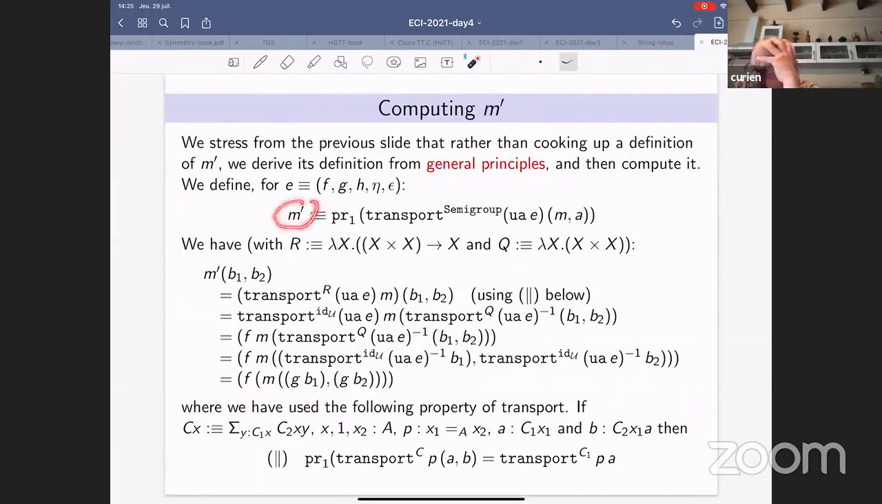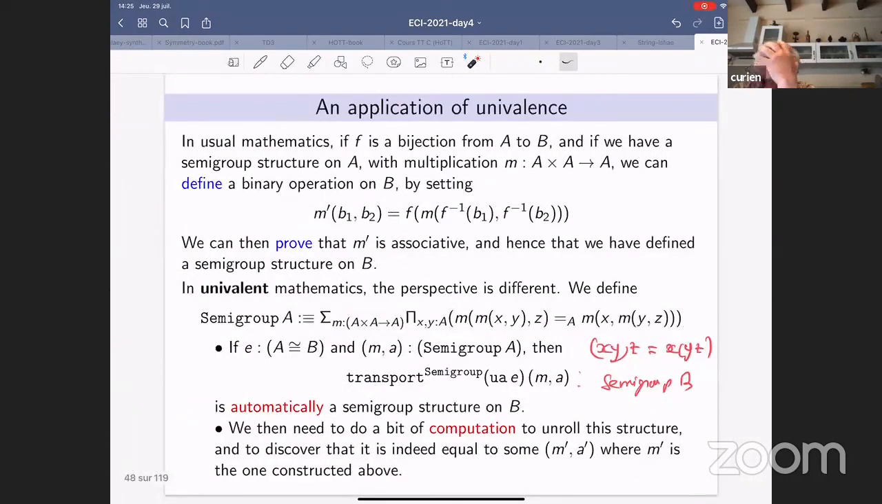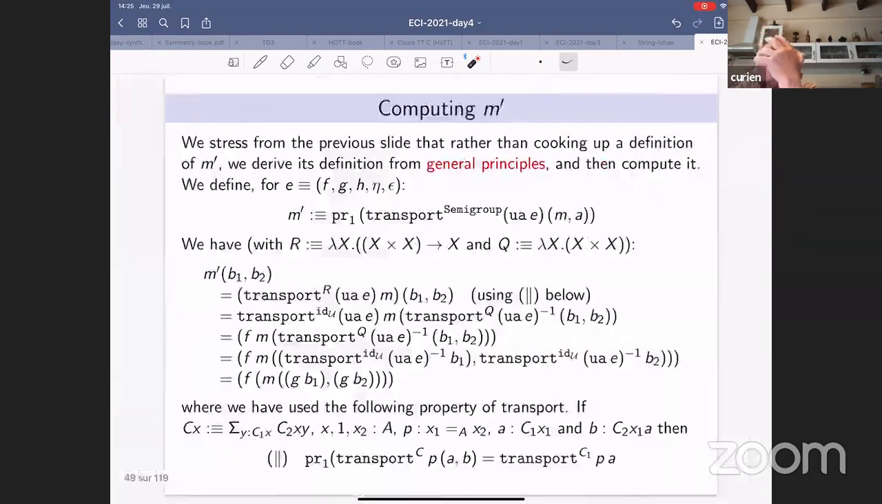This M prime, I define it explicitly as the first projection of this transport. Because the transport yields a semigroup structure, it's a sigma type consisting of the operation itself and the proof that it is associative. For the moment, I'm only interested in synthesizing the operation proper, so I take the first projection. So I'm looking at this guy.